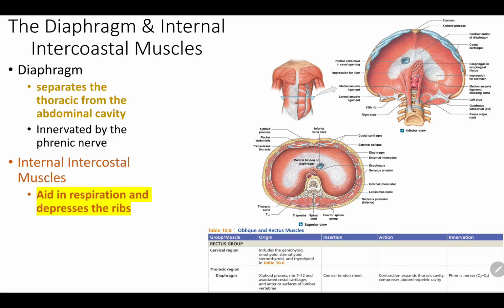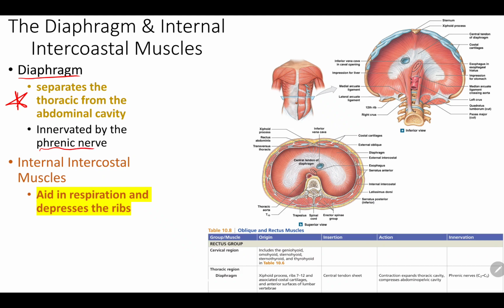Now, the diaphragm and the intercostal muscles, those are important, especially for respiration, for breathing, right? So that diaphragm, we talk about that all the time. And so we talk about the diaphragm because it's going to be able to separate the thoracic cavity from the abdominal cavity, okay? Remember that about the diaphragm. It's going to separate the thoracic from the abdominal pelvic cavity, and it's going to be innervated by that phrenic nerve.